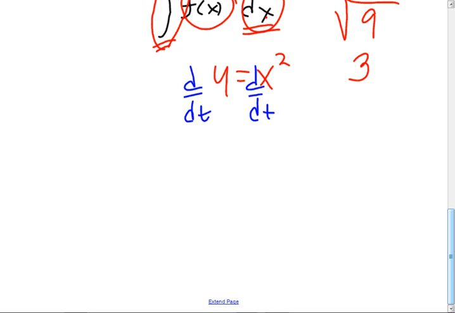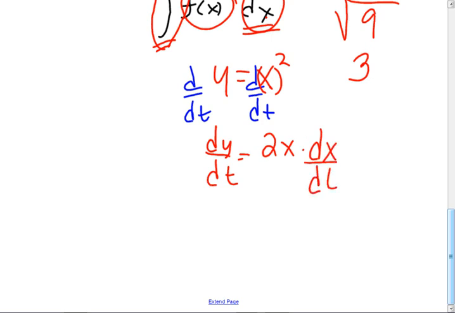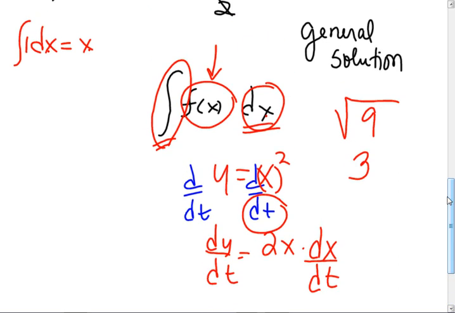Remember that for related rates? So I get dy dt. What's the derivative of x squared with respect to x? It's 2x. Then you have to do the derivative of the inside function, dx dt. No, I did my derivative with respect to t. So if we don't get that, then that's why this doesn't make sense.